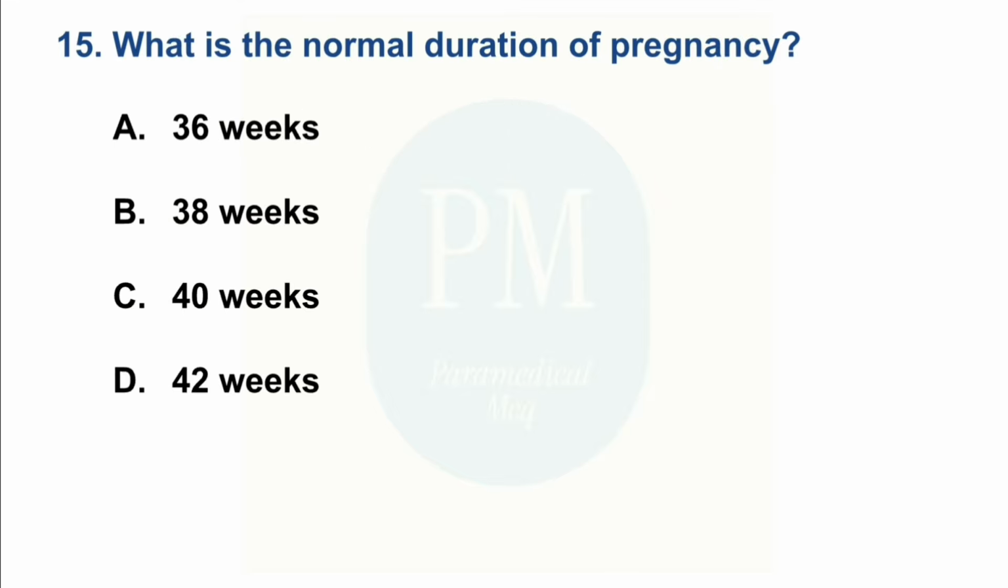What is the normal duration of pregnancy? Option A 36 weeks, option B 38 weeks, option C 40 weeks, option D 42 weeks. The correct option is option C 40 weeks.